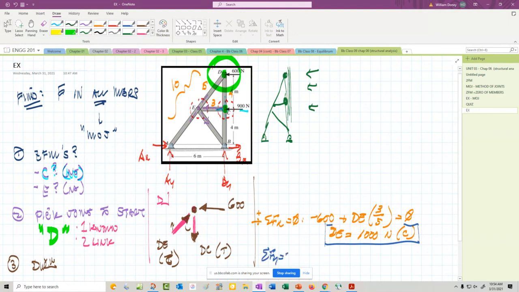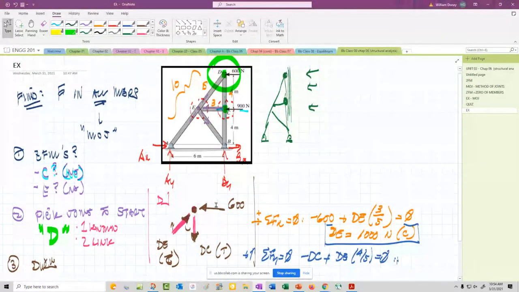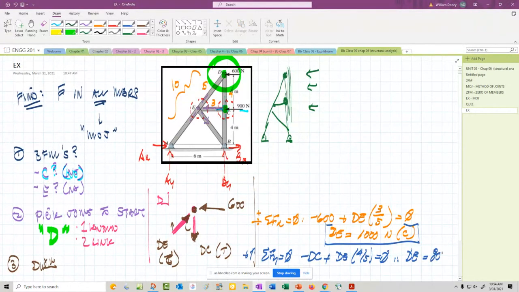And I can sum force in the y direction at that joint, positive up. I will get minus DC plus DE, that's 4/5, equals 0. And I go through that. I should get DC equals 4/5 of 1,000, which will be 800 newtons. And that's going to be under tension.